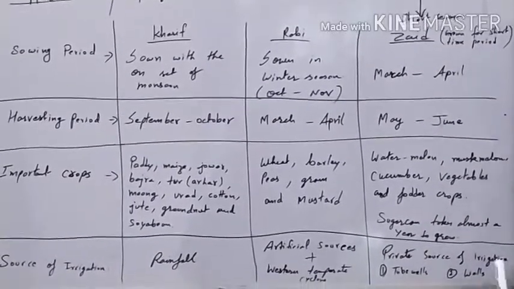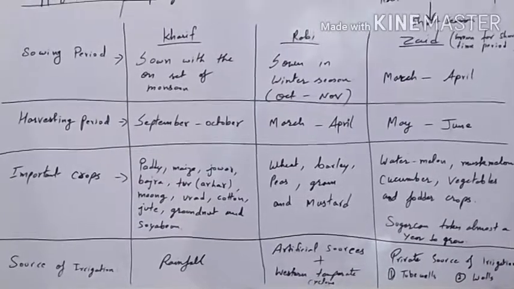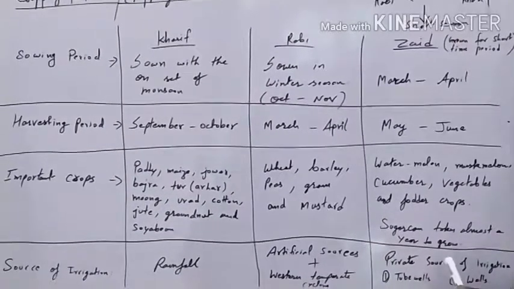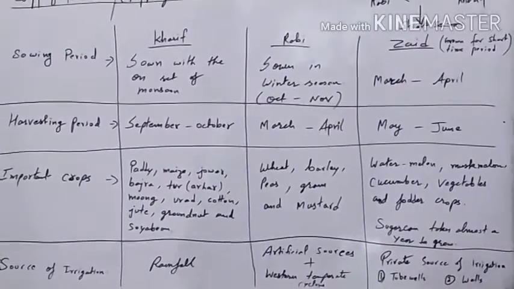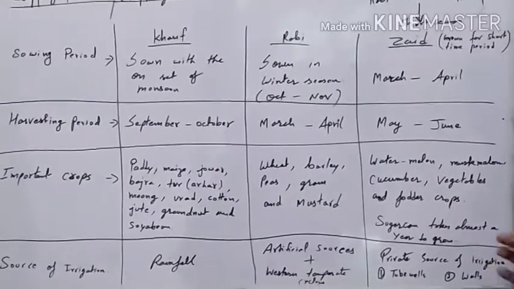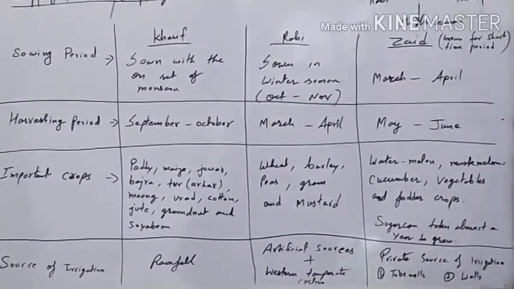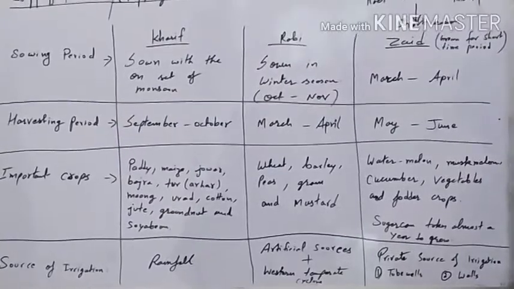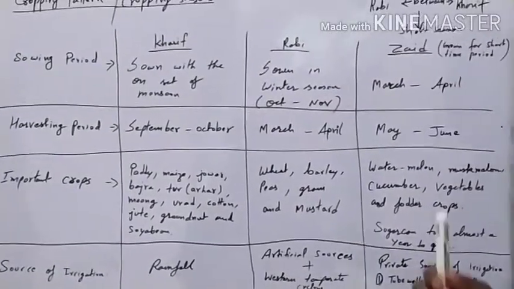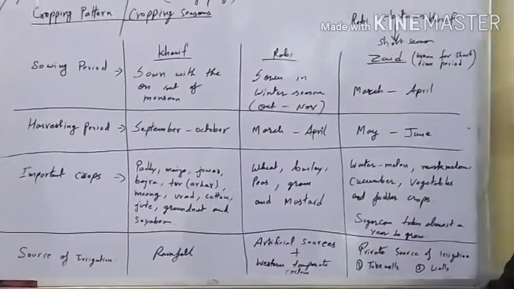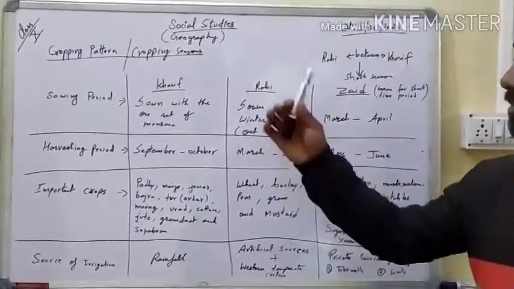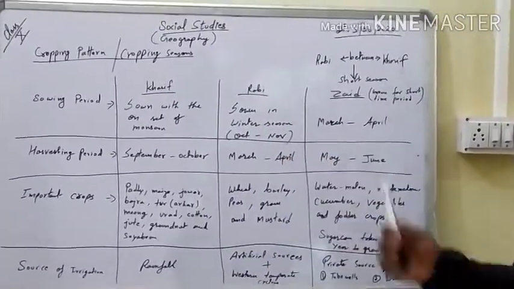Private source of irrigation. Now, the source of irrigation for Zaid crops is the private source of irrigation, that is tube wells and wells. So remember this, it is very important for your children. So this is the cropping pattern, or cropping seasons. Keep this in mind. We have learned about Kharif, Rabi and Zaid.